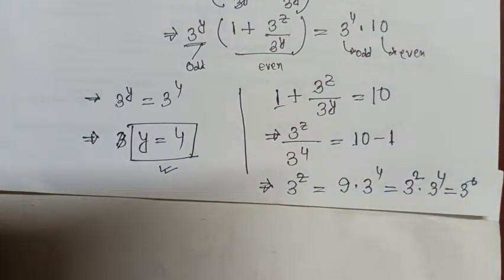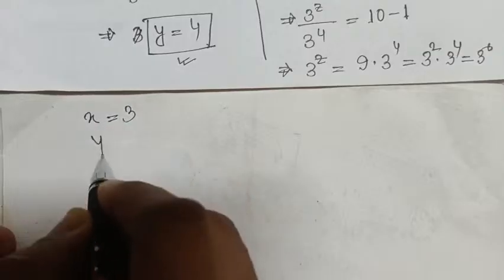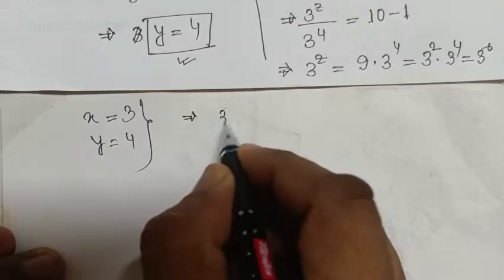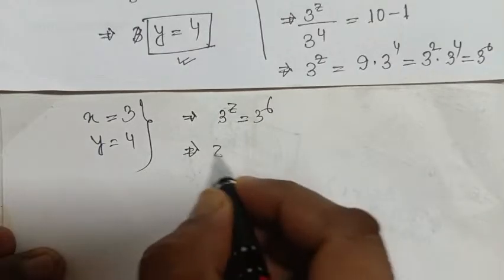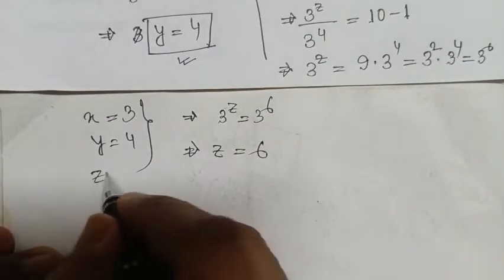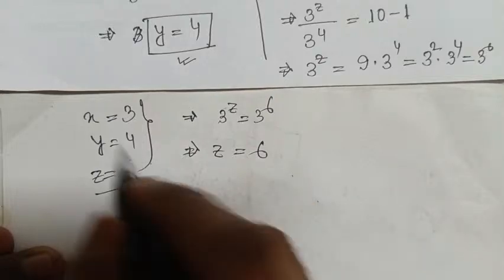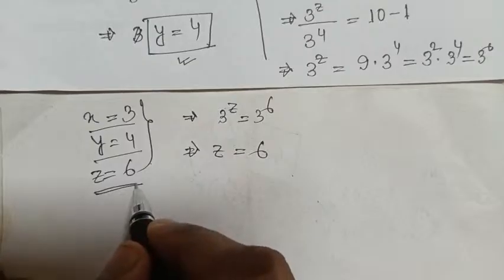Now we got x is equal to 3 and y is equal to 4, and here 3 to the power z is equal to 3 to the power 6, that is z is equal to 6. So here we also get z is equal to 6. So we have the solution: x is equal to 3, y is equal to 4, and z is equal to 6.